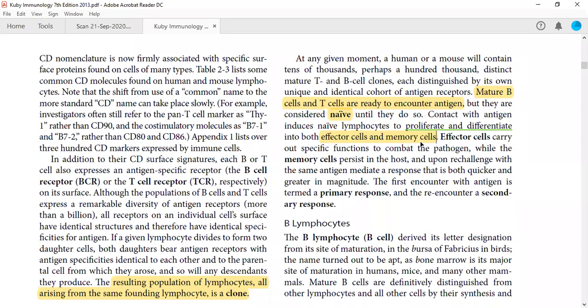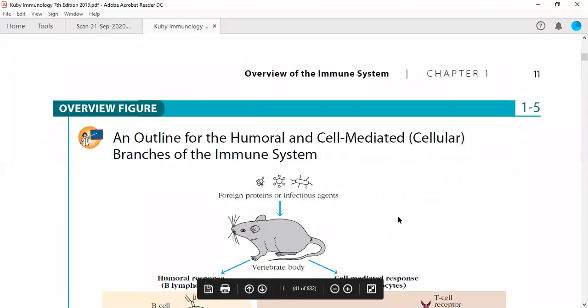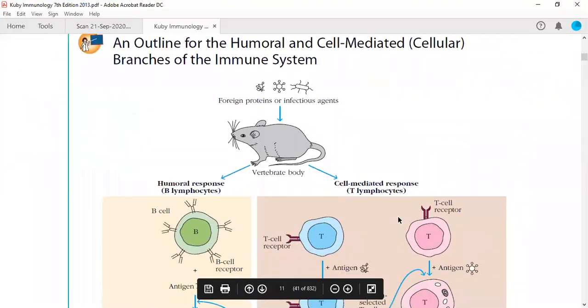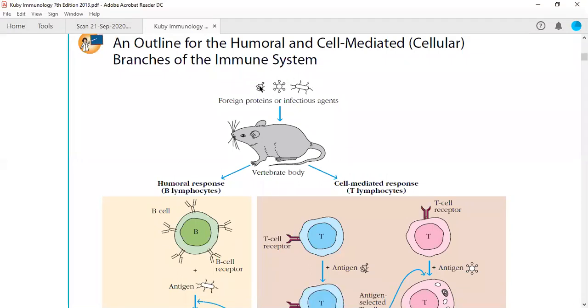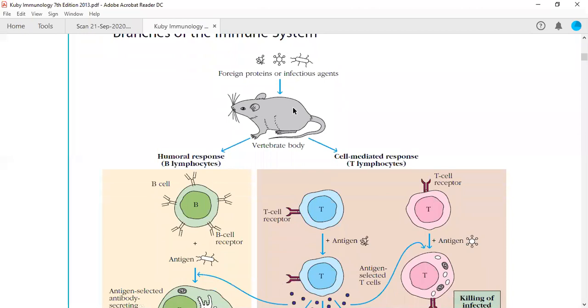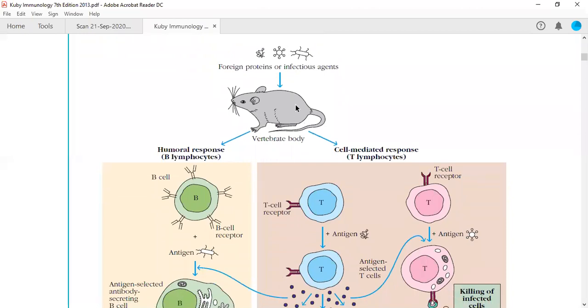To understand this, let's go to page number 11 first. So suppose this is an antigenic challenge, some kind of foreign particles, either bacteria, virus, or protein. If it is given to some host or a vertebrate animal, so we are actually vertebrates, right? So mice are also vertebrates. So we are higher animals. Actually, we have this adaptive immune response.